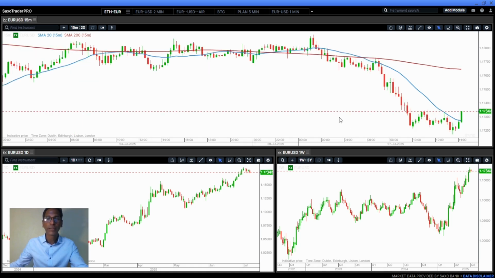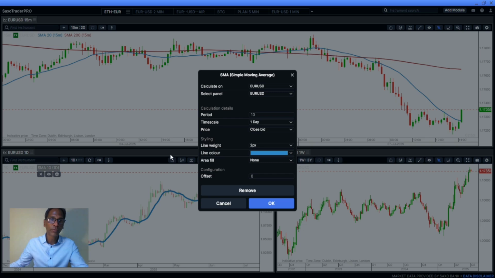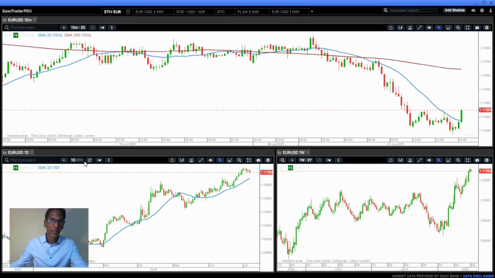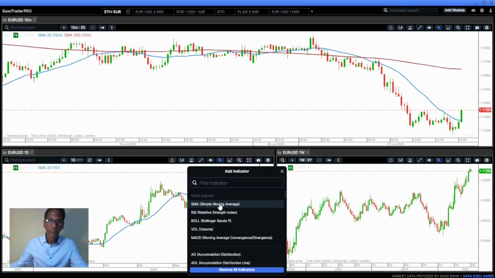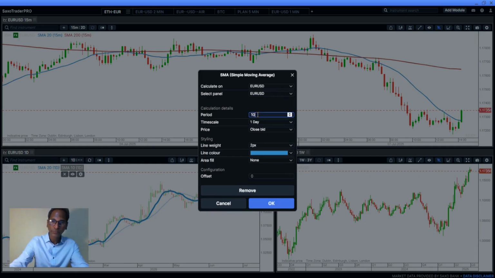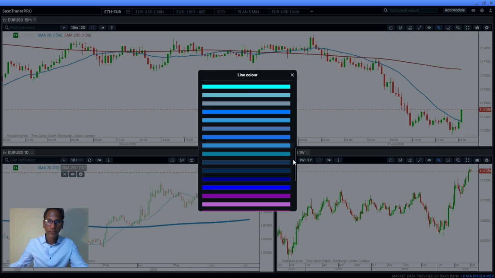On the 15-minute chart, 20 and 200, all it does is average the closing price of the last 20 bars of the 15-minute chart, and the same thing the 200 does is average the closing price of the last 200 bars. So let me start with the daily chart. I will put a simple moving average 20 and the same 200, with the color change.